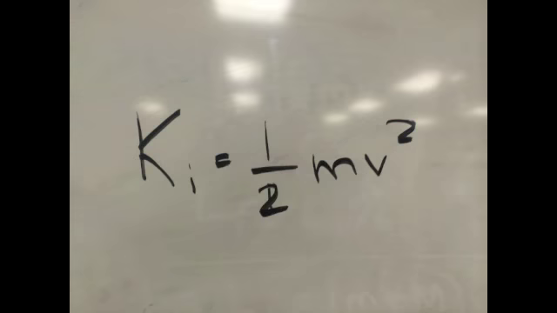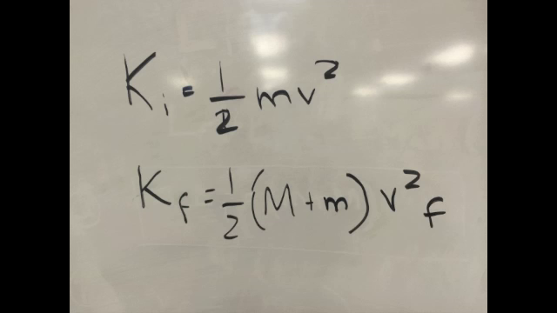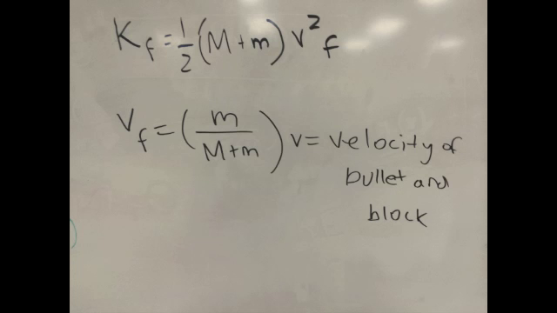The initial kinetic energy, this includes the bullet, equals 1/2 m v squared. The final kinetic energy includes the total mass of the block bullet system. This is equal to 1/2 capital M plus lowercase m times v final squared. To re-emphasize, v final equals the velocity of the bullet and block system.